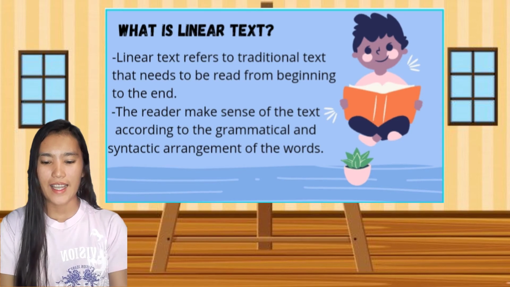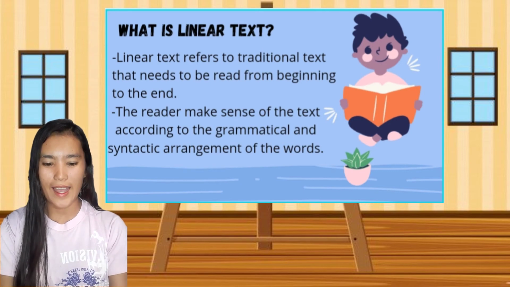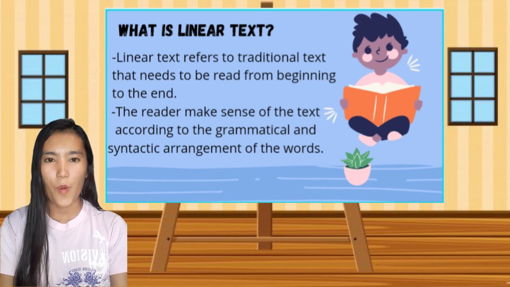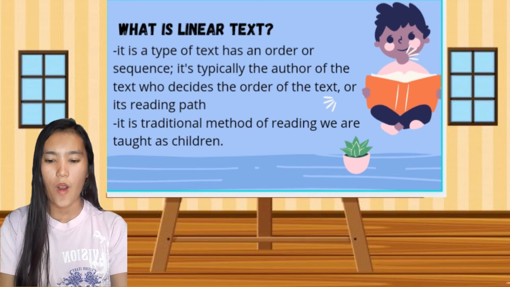Linear text refers to the traditional text that needs to be read from the beginning to the end. Here, the readers make sense of the text according to the grammatical and syntactic arrangement of the words. Moreover, this type of text has an order or sequence. It's typically the author of the text who decides the order of the text or its reading path.